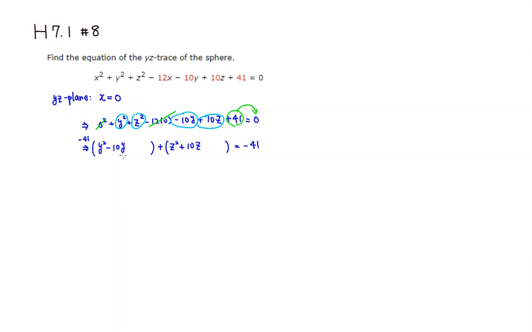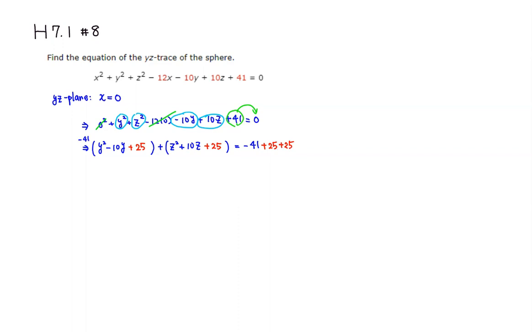Then we need to complete the square. To complete the square, what do we need here? Half of negative 10 is negative 5, and squaring that gives 25. So I'm going to add 25 on this side, and I have to do the same on the other side. To complete the square for z, half of 10 squared is another 25, so I'm going to add another 25 to both sides.